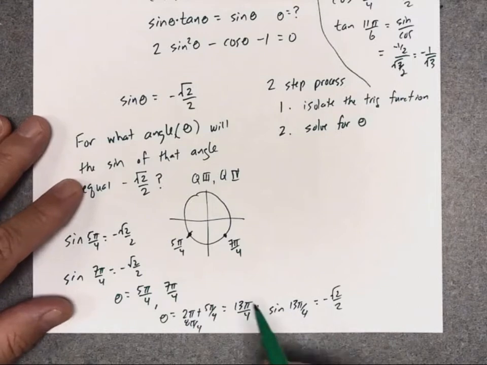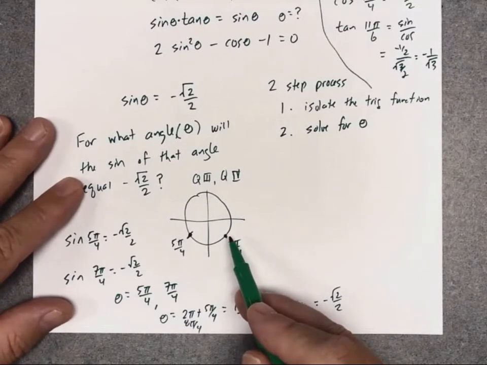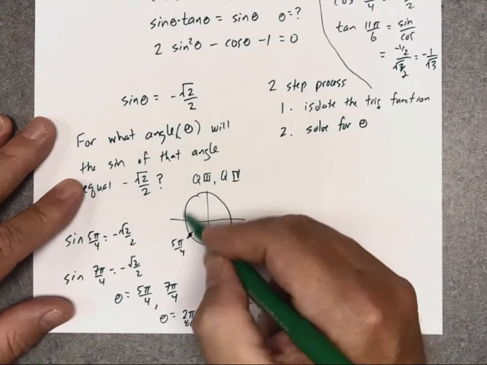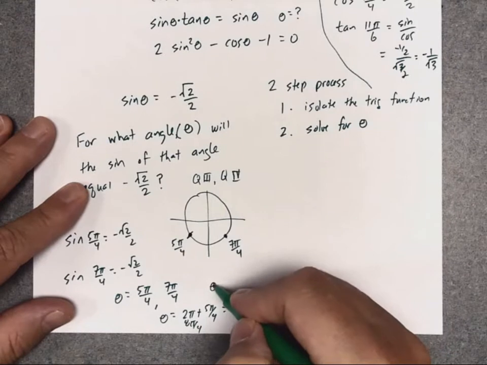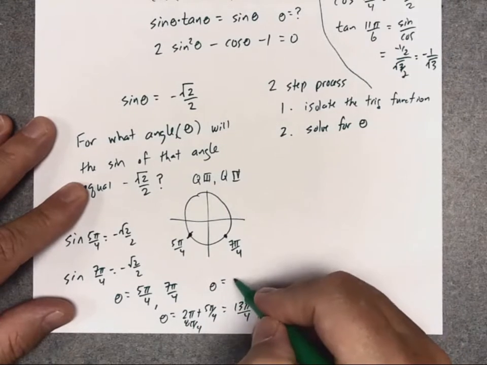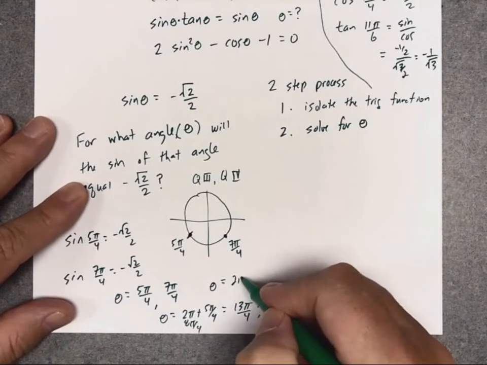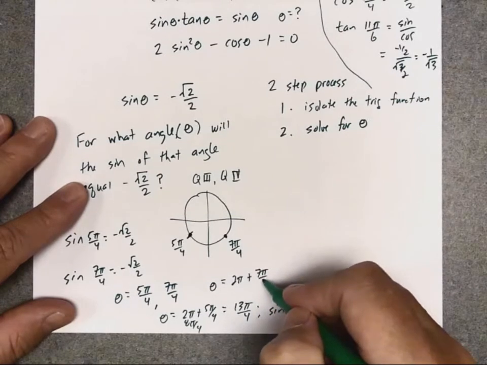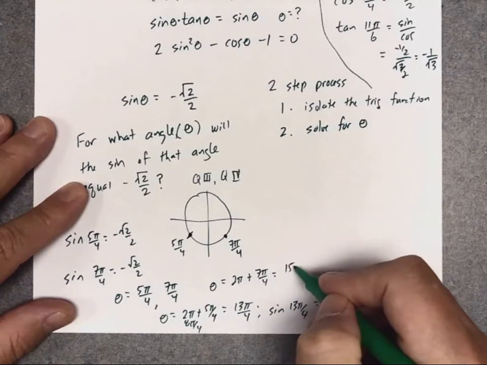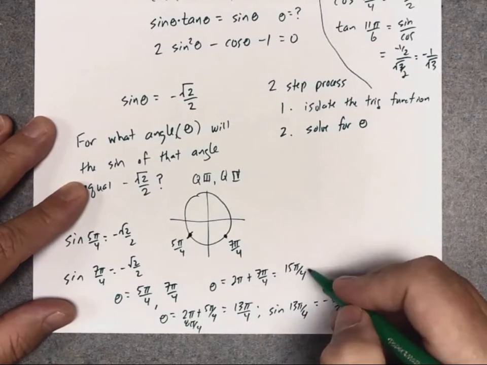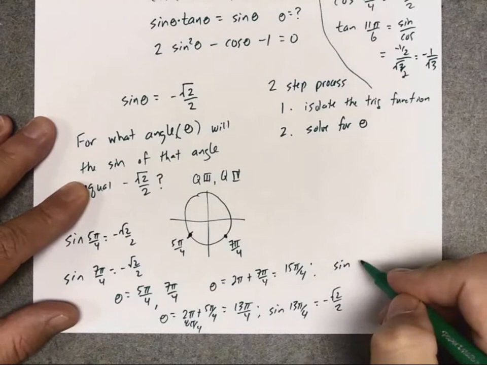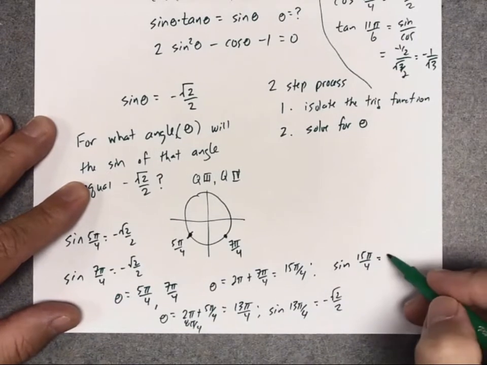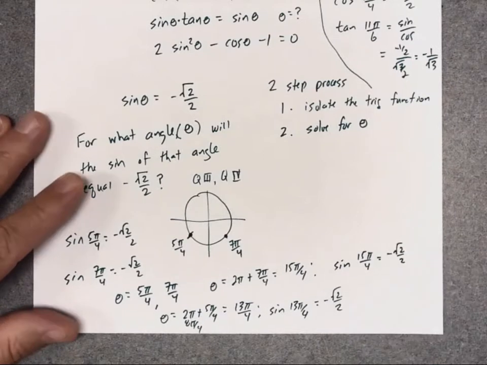And I could do the same thing. If I look here at 7 pi over 4, if I went around the circle once and then went around again, I could say, well, you know what? My solution is 2 pi plus 7 pi over 4, which is 15 pi over 4. That's another solution because the sine of 15 pi over 4 is negative square root of 2 over 2.